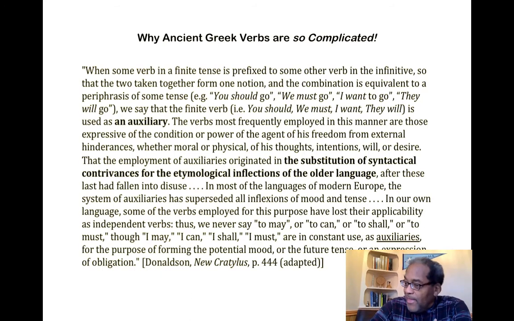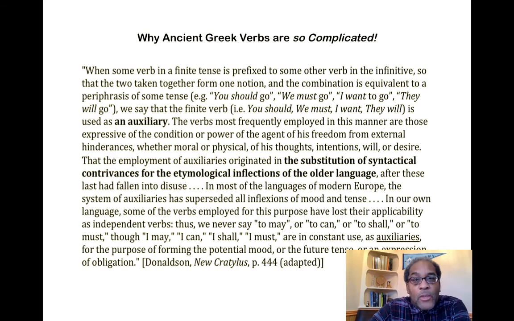So, now this is a statement from a wonderful old school philological text from 1850, Donaldson's New Cratylus, where he explains basically why Greek verbs are so complicated. I found this passage very enlightening when I came upon it very late in my Greek studies, because it explains the difference between Greek and English, which goes a long way in understanding just why Greek verbs are so complicated relative to English.